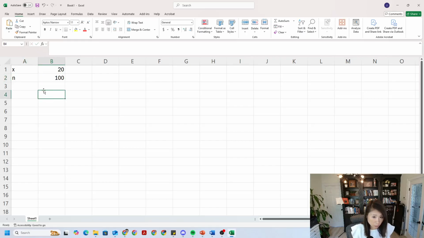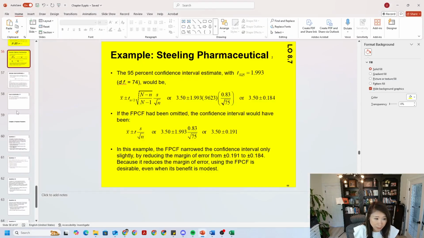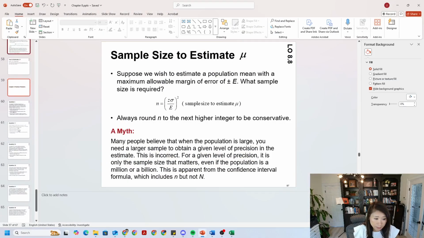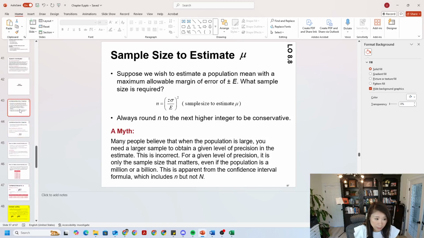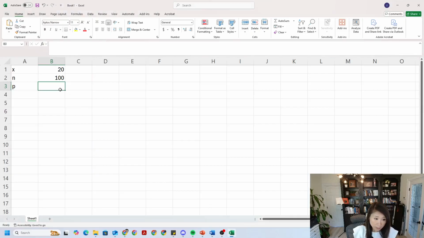Based on these two, we are able to estimate the value for p, which is the probability of success, right? Based on our PowerPoint, let me go back to our PowerPoint quickly. Okay, so p is equal to X divided by n. That is the probability of success based on my sample data. So I can calculate the probability of success as 20 divided by 100, which gives us 0.2.